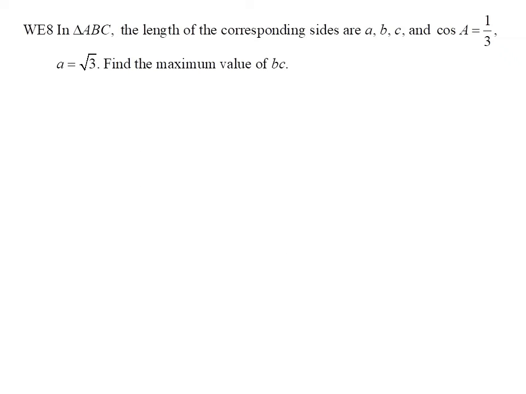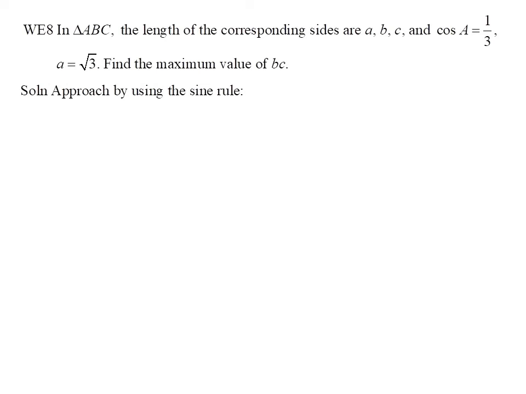The criteria in triangle ABC in example 8 are cosine A equals 1/3 and its corresponding side a equals square root 3. The question is to find the maximum value of bc, where b and c are the lengths of the other two sides of the triangle ABC.